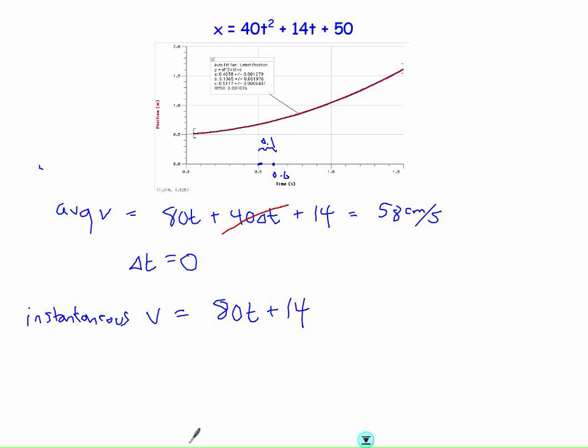And that's exactly what we got when we used our magic formula. 2 times 40 is 80. Reduce the exponent by 1, you get t. And then you're left with a 14 for the next term. And so that's the reason why it just turns out that every time you do this method with the delta t, it always ends up the same as if you just use that quick and easy shortcut.